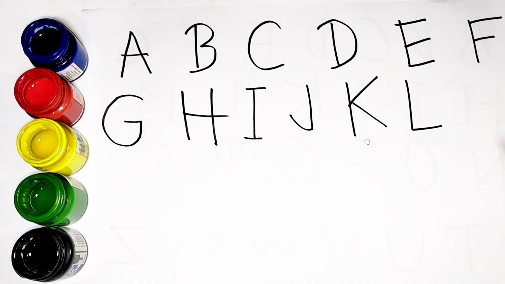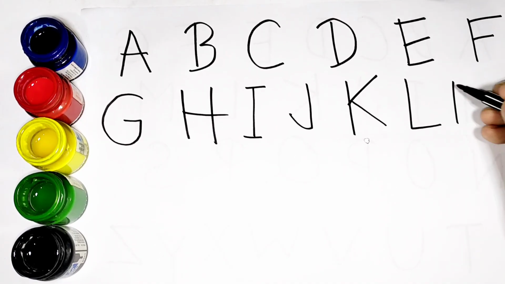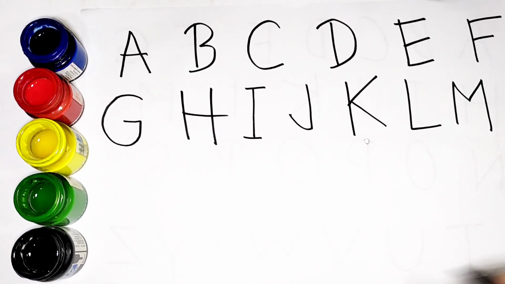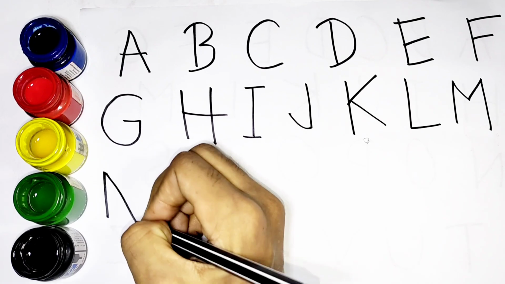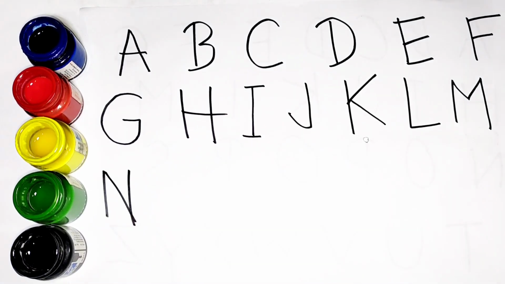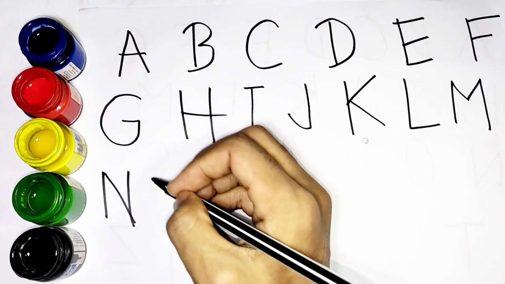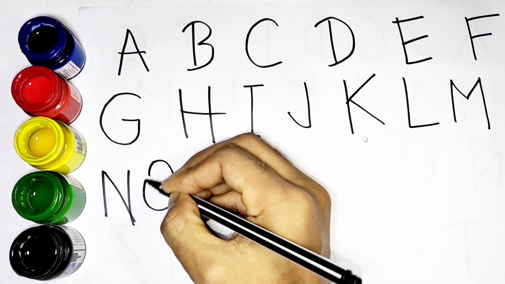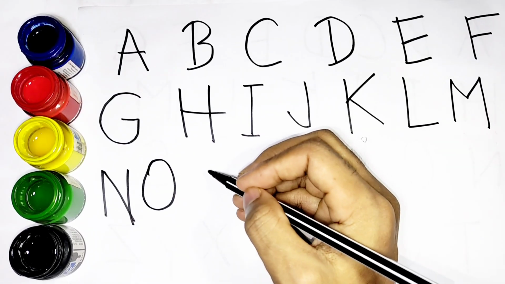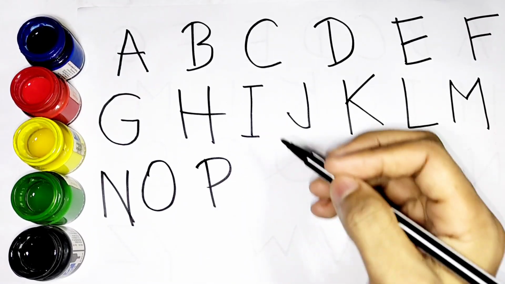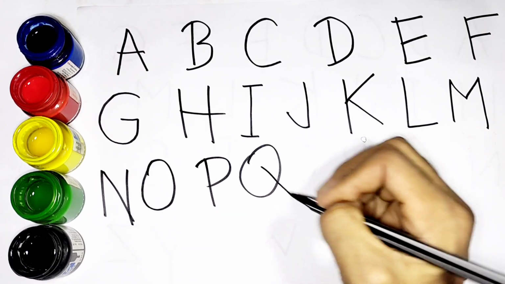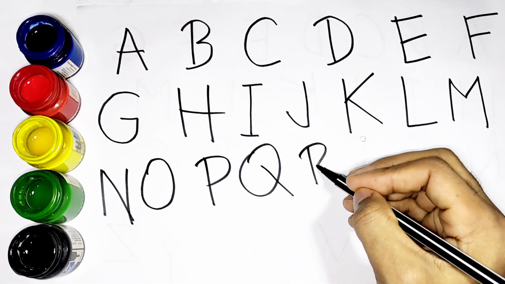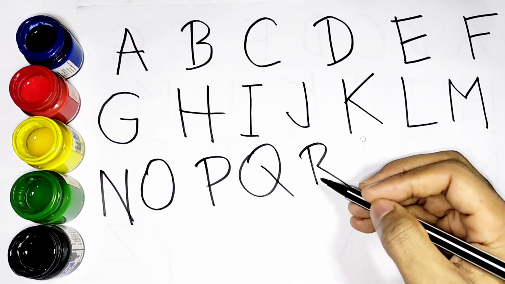The next one is L. Now we draw M. Now we draw N. N for nose, N for nest. O for orange. The next one is P. Now we draw the alphabet of Q. The next one is R. R for rose, R for rice.